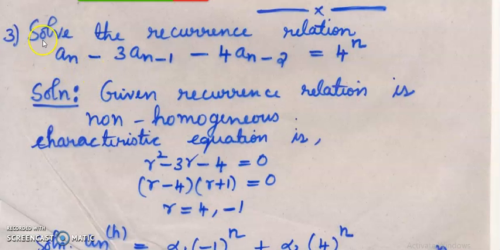Okay, we'll continue with the problems. Solve the recurrence relation a_n minus 3a_(n-1) minus 4a_(n-2) is equal to 4 raised to n.